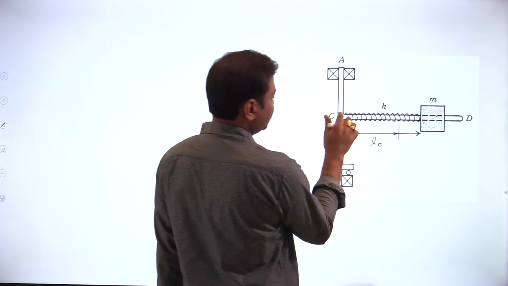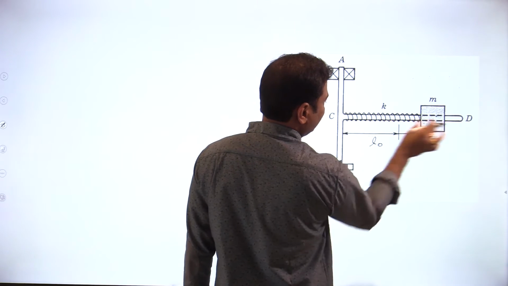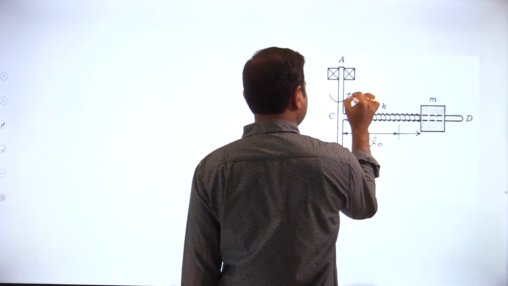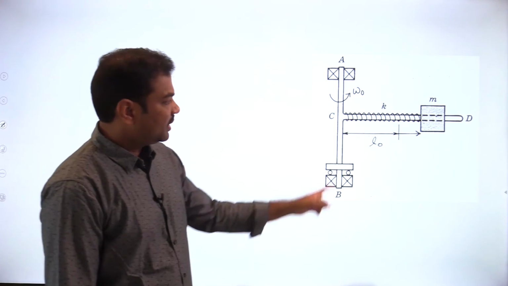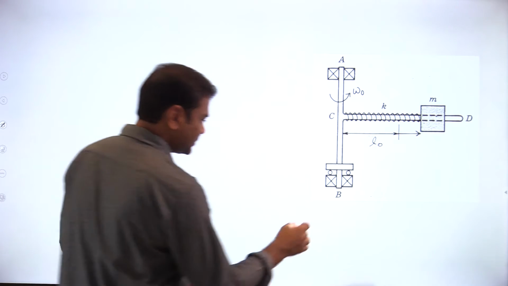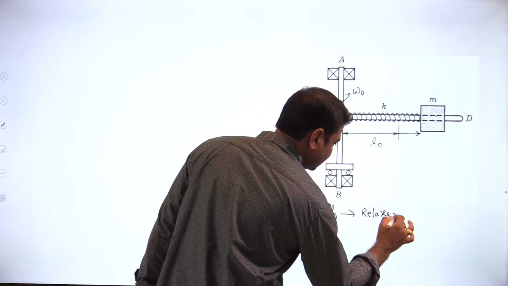There is a spring attached here, and there is a block. The block can move forward and backward. Now this entire system is rotating with, let us say, omega naught. What is the natural length of the spring? L naught is the natural length, or relaxed length, of the spring.